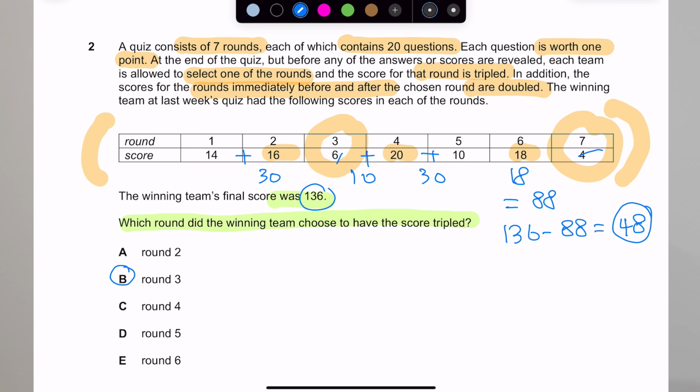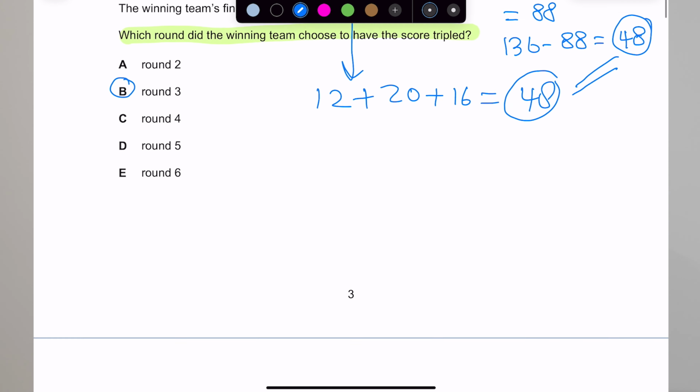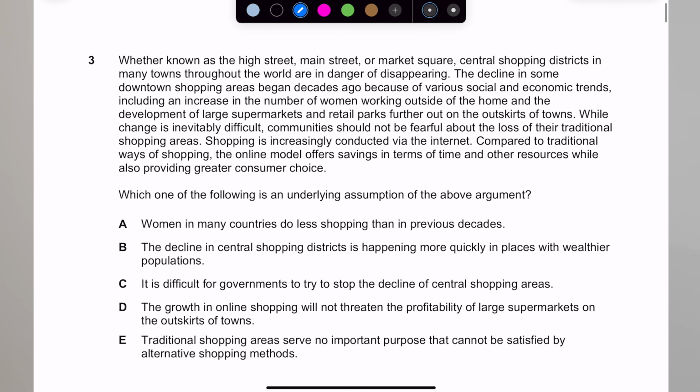So we look at it and we think, okay, so that one's going to be tripled, which means to our existing score, we would add an additional 12. We would then double 20 and we'd double 16. Because they're the ones immediately surrounding the rounds. So that would be plus 20 plus 16. If we add that all up, it is 48, which is the difference. And we've proven that that is the correct answer. So there's nothing complicated going on here. Just follow the order, and just don't spend too long on this, really. It is one of those quick ones. Okay, let's move on.